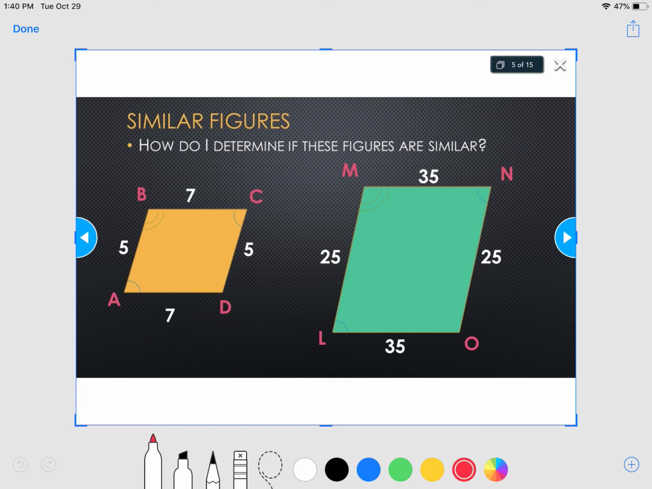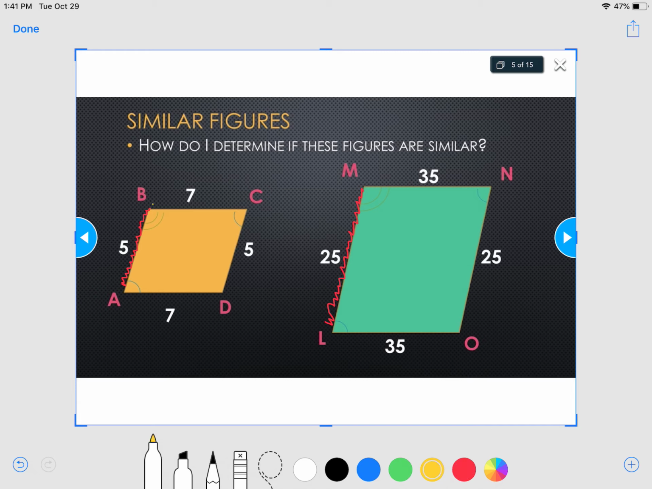First, I need to figure out which side corresponds with each side. So, for instance, look at side AB on the smaller triangle. This is side AB. Which side on the other figure corresponds with side AB? Well, they're both facing the same direction. So this is pretty easy. But another way to determine is at A, you see that it has one loop, and at B it has two loops. So same thing with LM. So these two sides correspond.